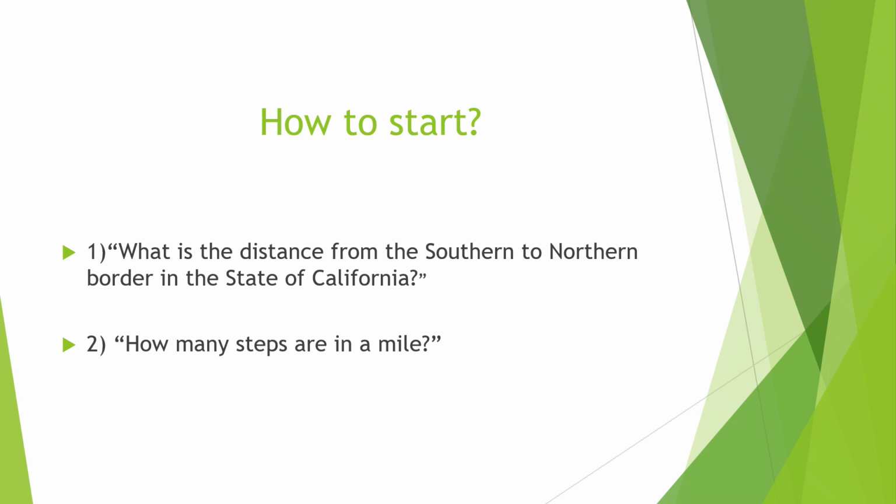Two main questions need to be answered to obtain the necessary parameters to perform the calculations involved in answering the central question. First, we need to find out the distance from the southern border to the northern border for the state of California. Second, we have to determine the conversion factor for the number of steps per mile. So, let's start with the first question.